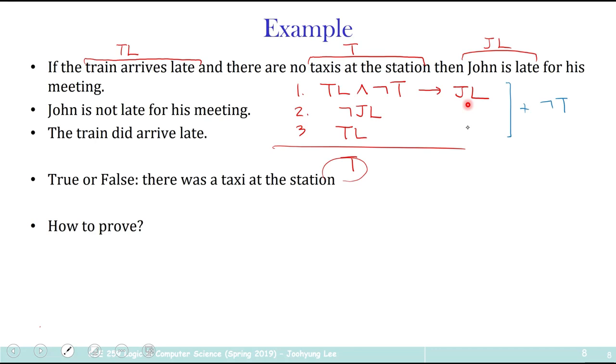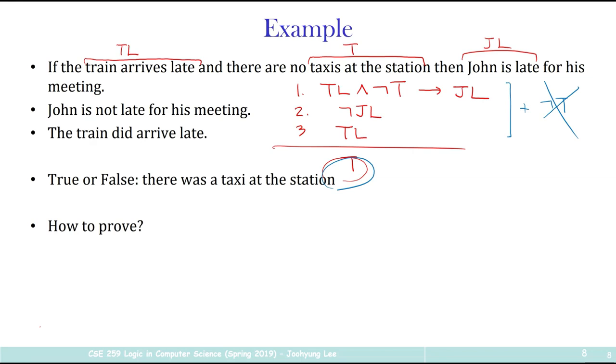So John is late. But at the same time, you also know that John is not late. So these two cannot be true at the same time. So contradiction. Where this contradiction comes from is because we assumed arbitrarily that there was no taxi at the station. This is the culprit. So in that proof, we say that this is actually false, because once you assume that, there's an inconsistency. So you conclude that actually there was a taxi at the station.